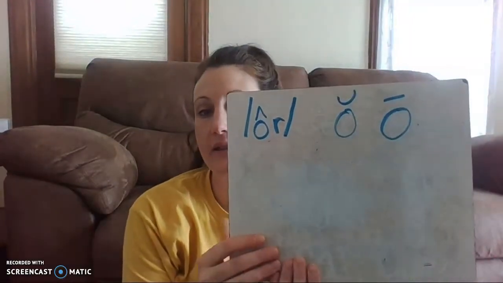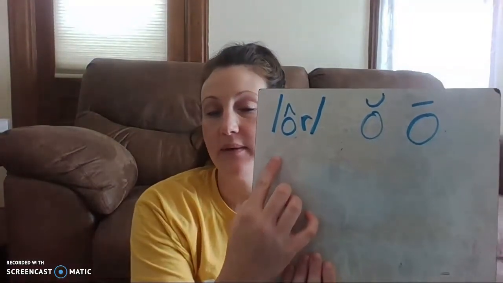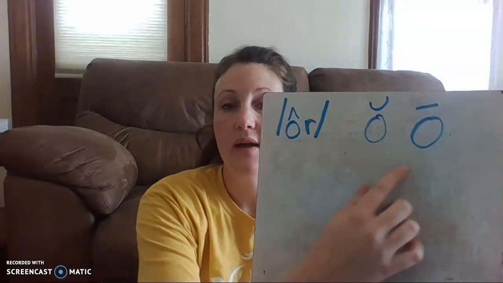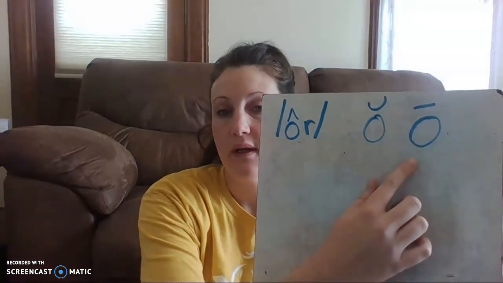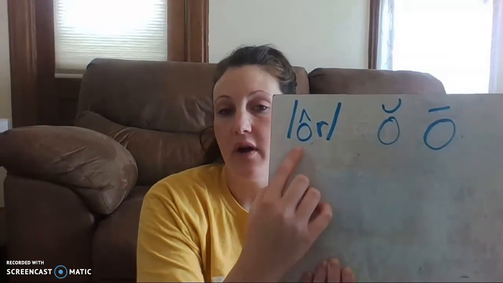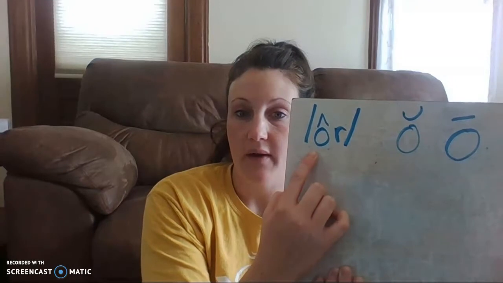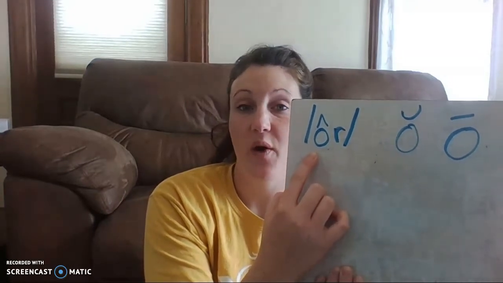All right, I'm going to finish up the last lesson, which is OR, which is R controlled, and it makes the O say or. Okay, we would code it like this, like this one. O can also make a short sound ah and a long sound O. But whenever R is beside O, it's going to say or. So that's the R controlled sound for O. It's going to say or.